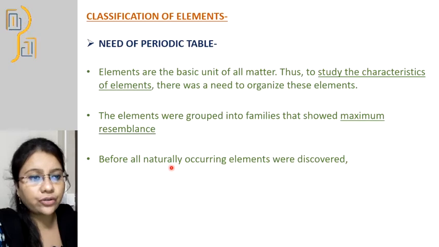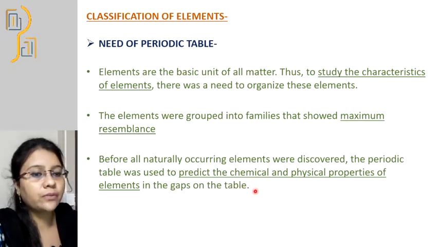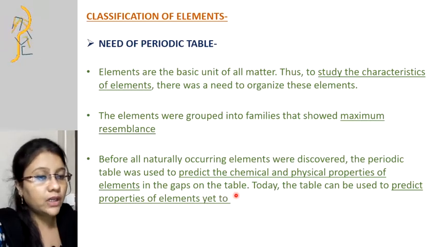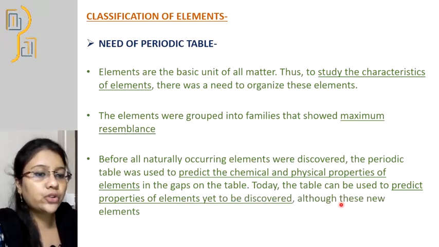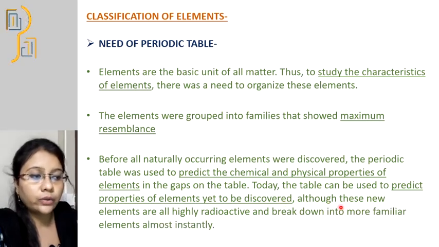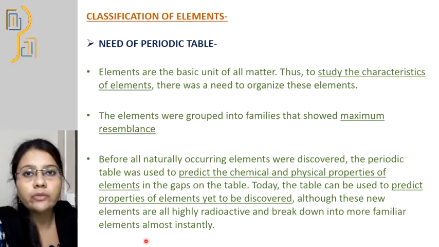Before all naturally occurring elements were discovered, the periodic table was used to predict the chemical and physical properties of the elements in the gaps on the table. Today, the table can be used to predict properties of elements yet to be discovered, although these new elements are all highly radioactive and break down into more familiar elements almost instantly.